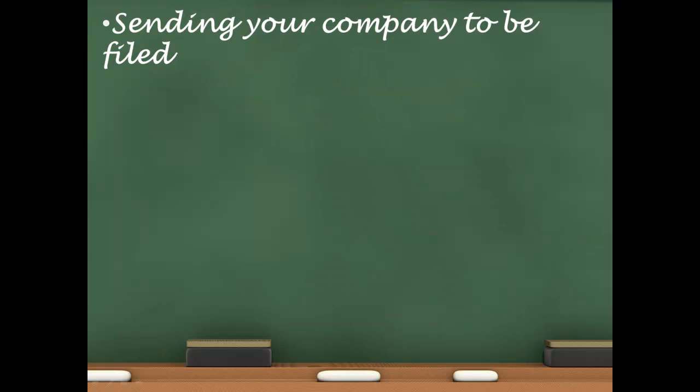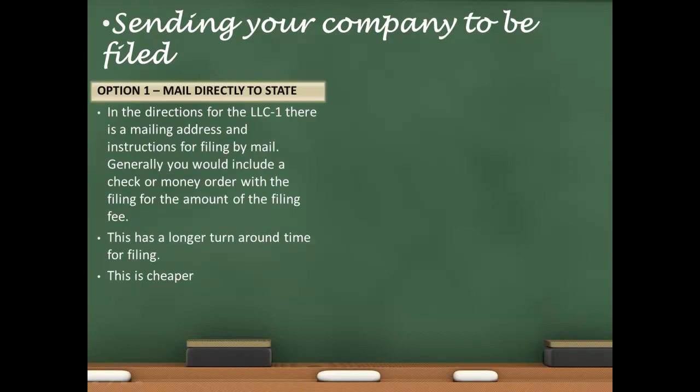Now that our filing is prepared, we need to get it to the Secretary of State. There are two basic options for this. First is mailing them to the Secretary of State. If you look at the directions from the LLC-1, there are instructions on filing by mail. You'll need to include payment for the filing in the form of a check or a money order with the filing.